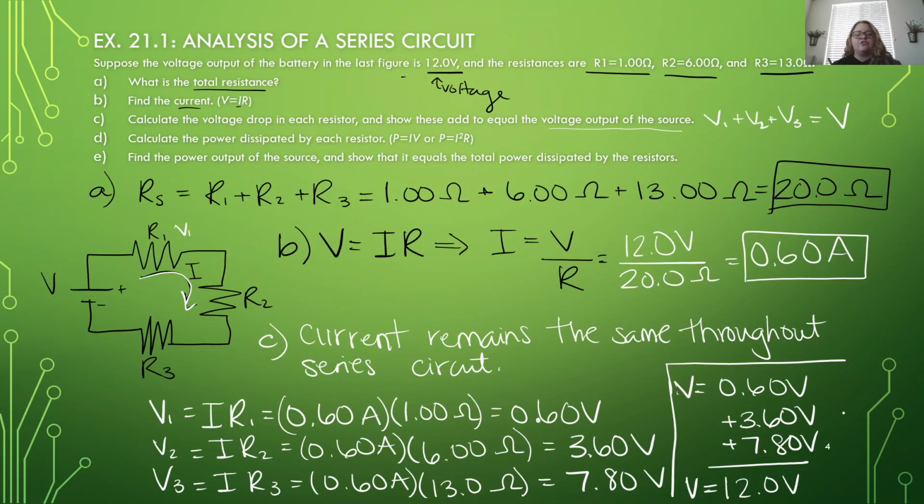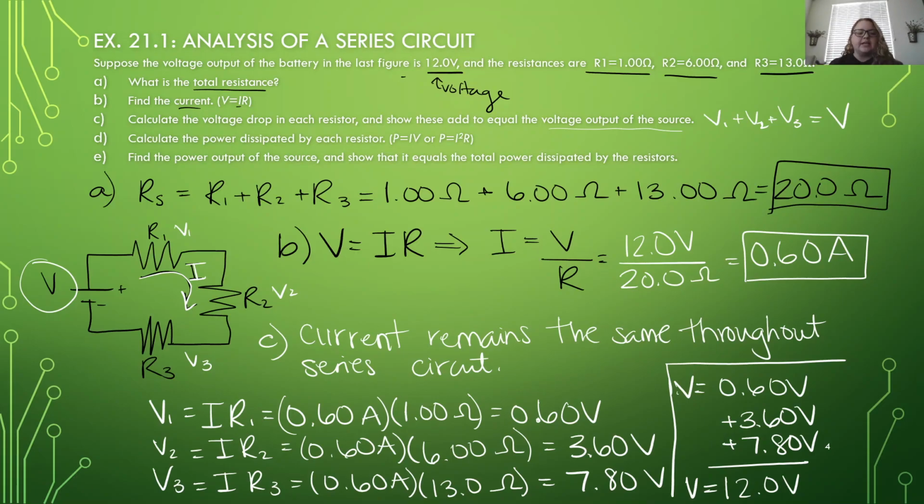So this shows us a few different things. We found, or we're basically told, that the overall current stays the same throughout the series circuit. So this doesn't change anything. Our current remains the same throughout each resistor. But our voltage drop across each will be different. So V1, V2, and V3 will all have different values, but the sum of them will equal our overall voltage.